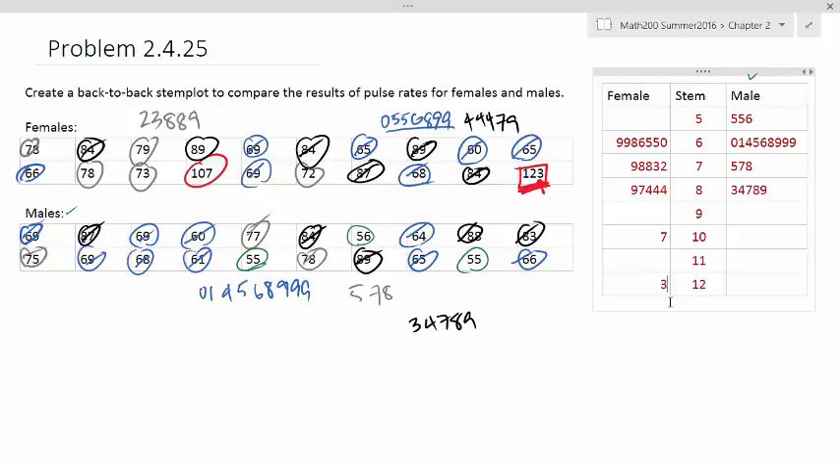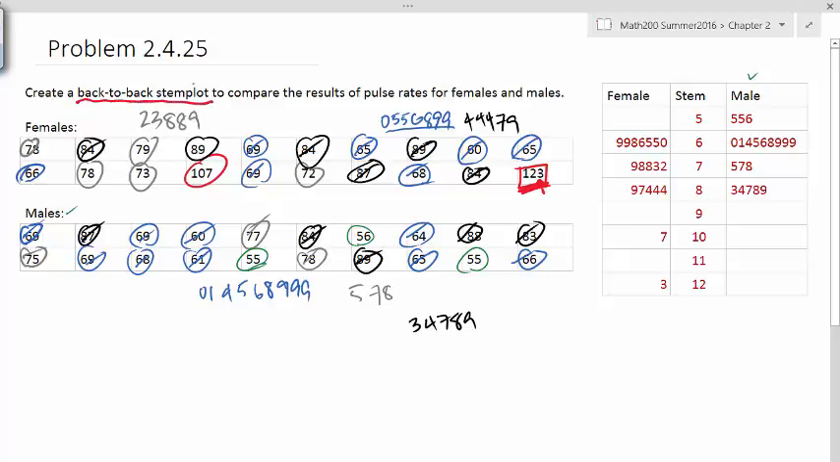This is not just a regular stem and leaf plot, but a back-to-back stem and leaf plot that is good for comparison's sake. So we can see that there's a couple of women here who have pulse rates that are over 100, and none of the men's go past 90. And then none of the female pulse rates are below 60. So those are interesting things that we can immediately see just by looking at a stem and leaf plot. Okay, hope that helps.